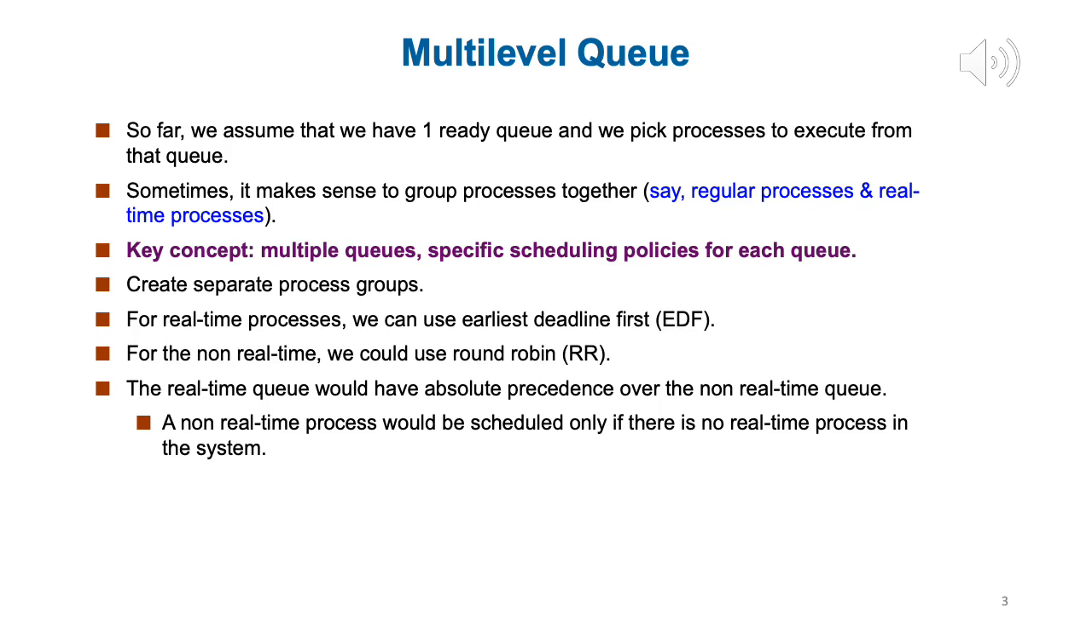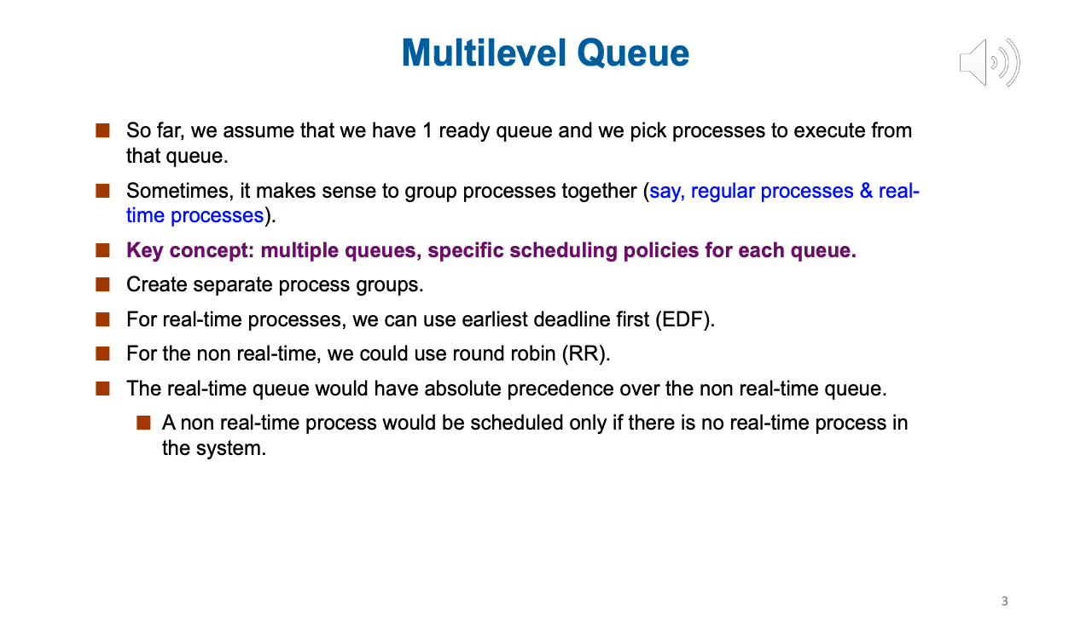So you have a bucket of regular processes and a bucket of real-time processes, and now you have to schedule both of them. So you have one OS in which you have both these processes. Now you have to schedule. So the key concept here is you have multiple queues, one for each type of process, and the nice thing here is you can adopt different scheduling algorithms for different queues.